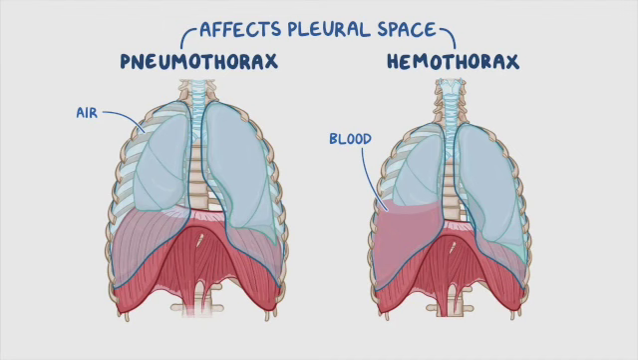Lastly, I'm going to be talking about hemothorax. Hemothorax is an abnormal collection of blood in the pleural space that causes an uncoupling of the lung from the chest wall.